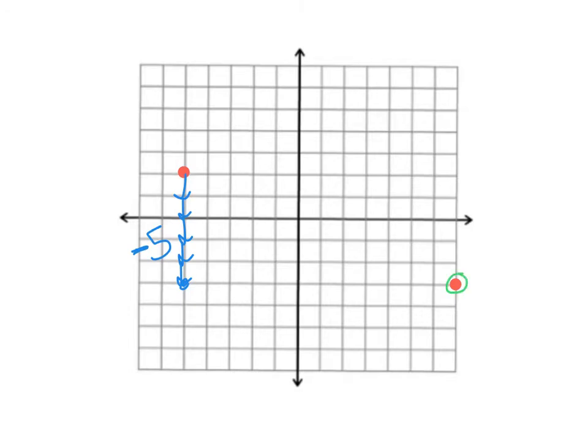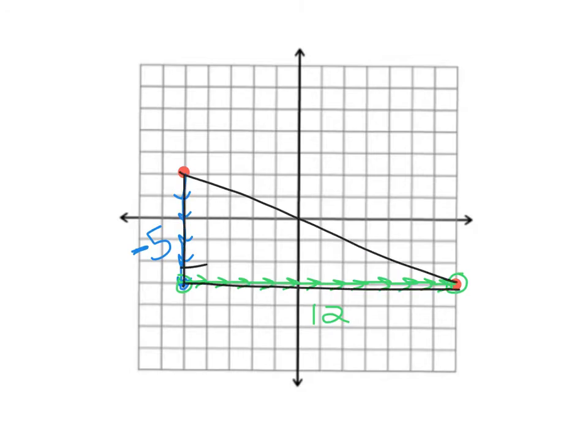And now let's count over to the right to see the horizontal change. 1, 2, 3, 4, 5, 6, 7, 8, 9, 10, 11, 12. My horizontal change is 12. And we can see the right triangle forming as I connect those 3 spots. There's my right triangle, which means my hypotenuse is the missing value. So let's finish it up.